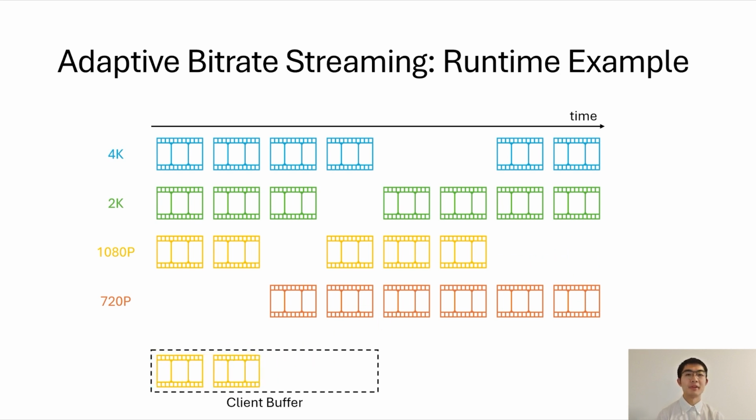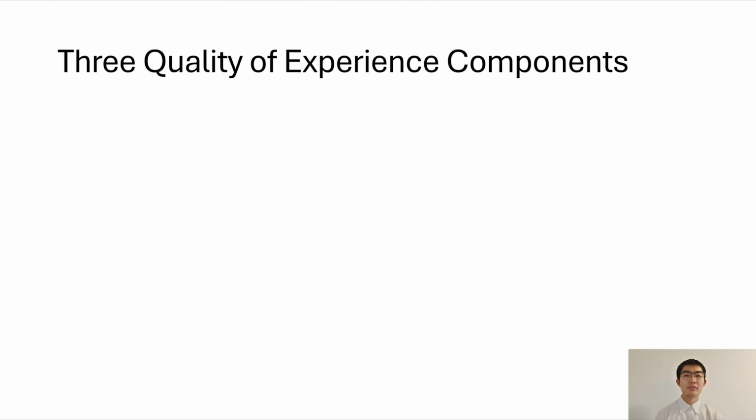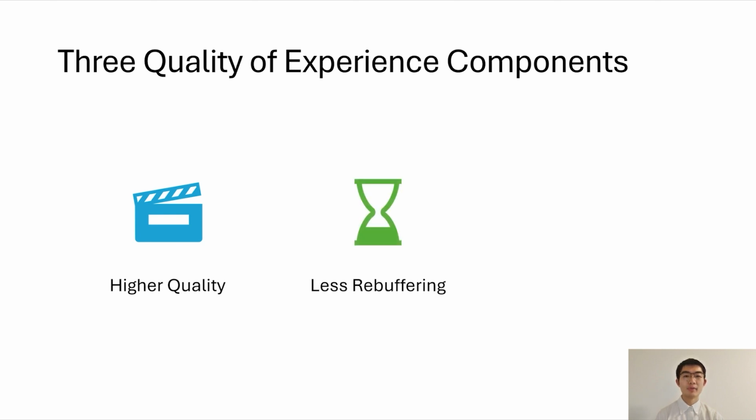From this simple example, we may get some initial sense of what the trade-offs are that an ABR controller is trying to balance. There are 3 major quality of experience components. Obviously, the users want to watch their videos at higher qualities. However, they don't want to experience rebuffering events, which is super annoying. The third point is a little bit subtle.